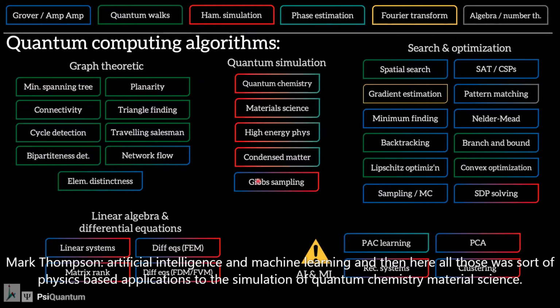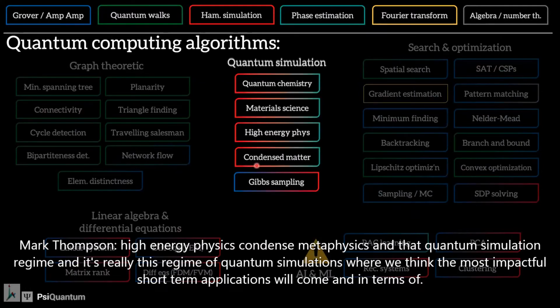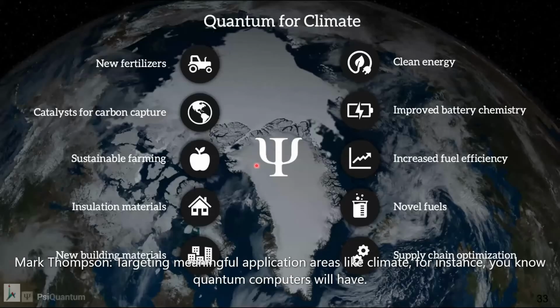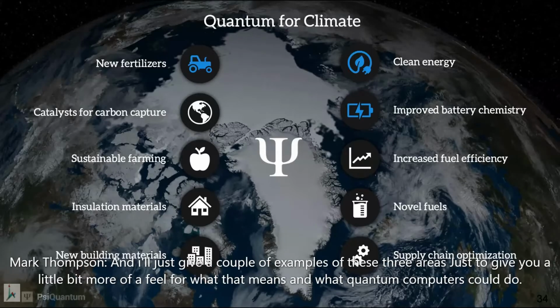And then here are those more physics-based applications, so the simulation of quantum chemistry, material science, high energy physics, condensed matter physics in that quantum simulation regime. And it's really this regime of quantum simulation where we think the most impactful short-term applications will come. And in terms of targeting meaningful application areas like climate, quantum computers will have applications across all of these different aspects of climate, but particularly in those areas where new materials discovery or new chemistry is critical.